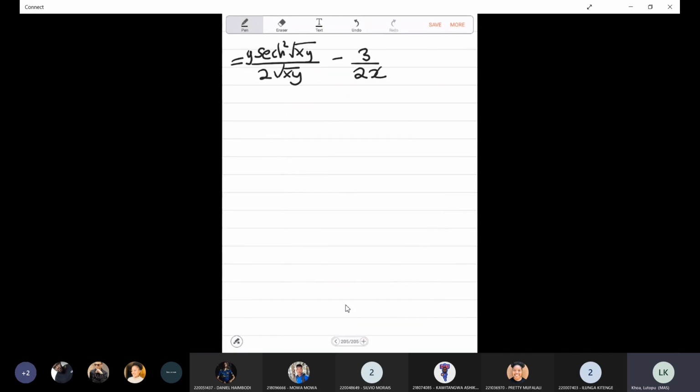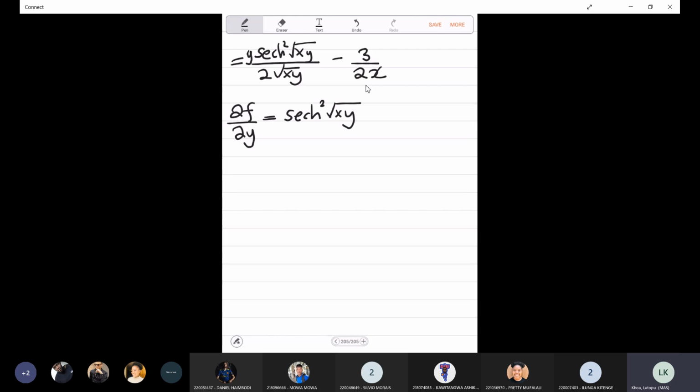Okay, so that is our answer for the derivative of f with respect to x. Then we do the same thing, the partial derivative of f with respect to y. So this time x is a constant. So the derivative of tanh of the square root of xy is sech squared of the square root of xy.